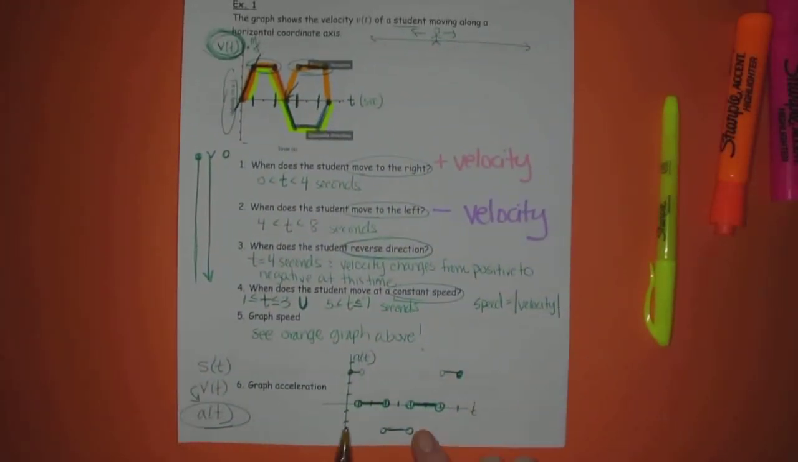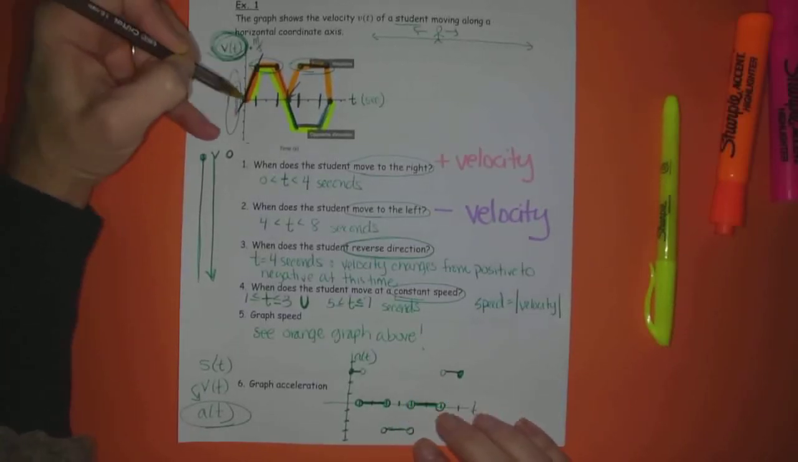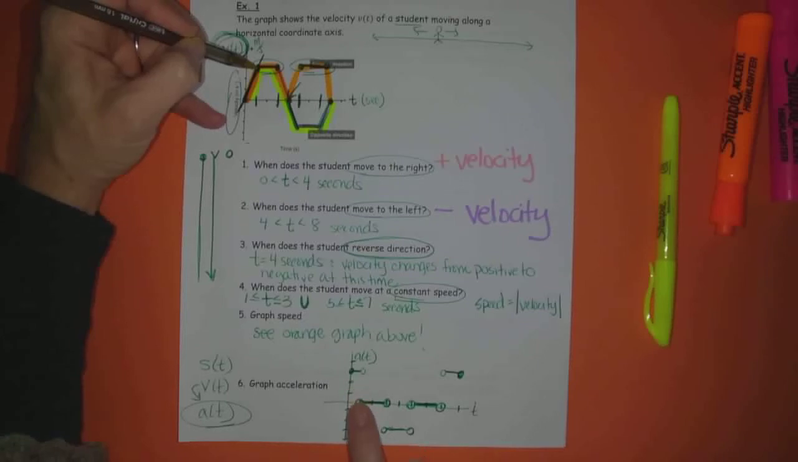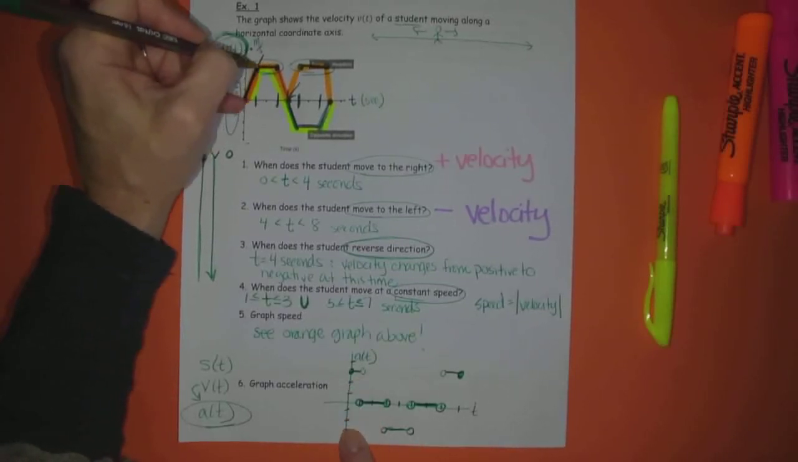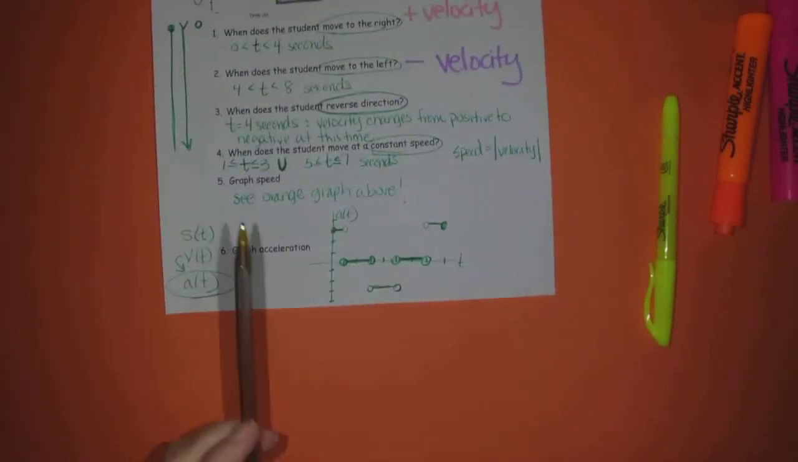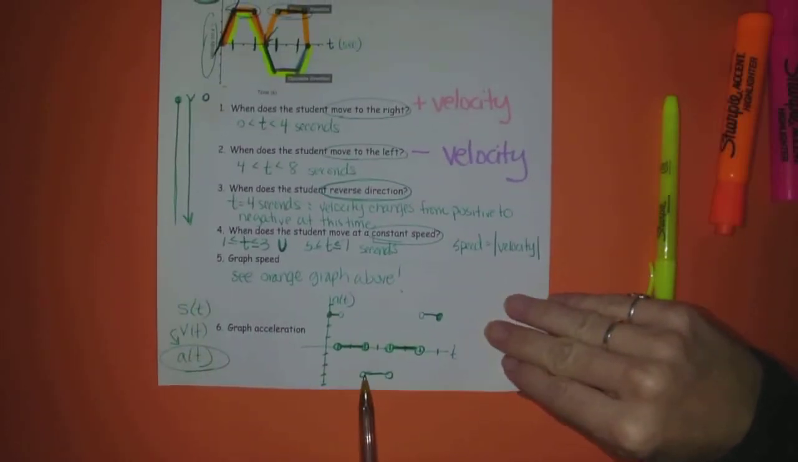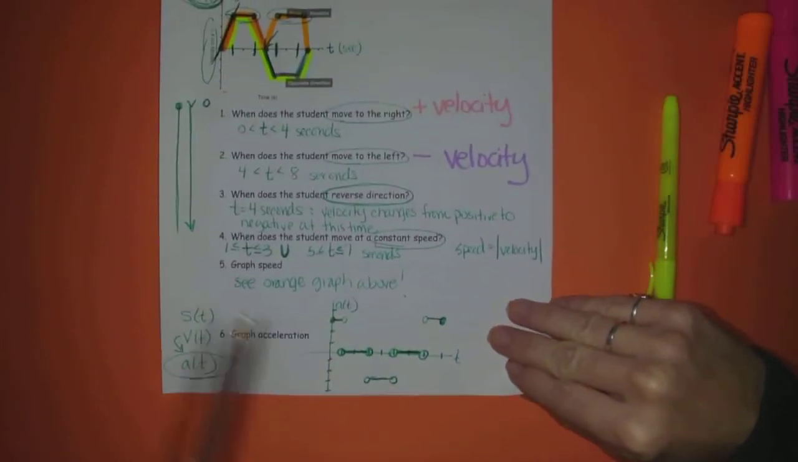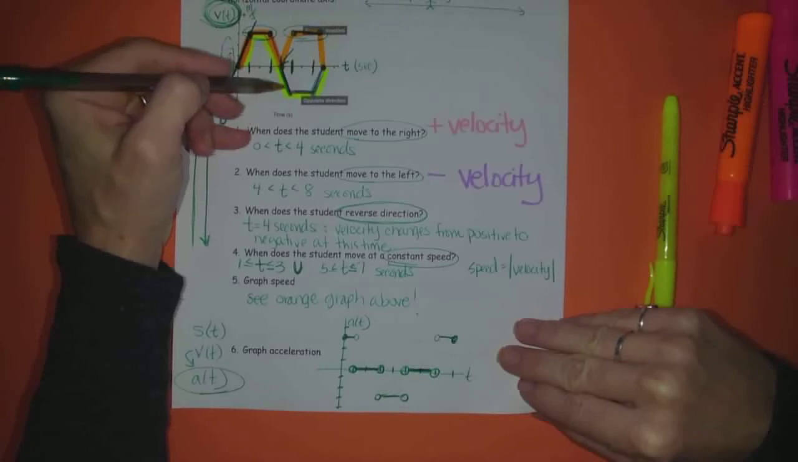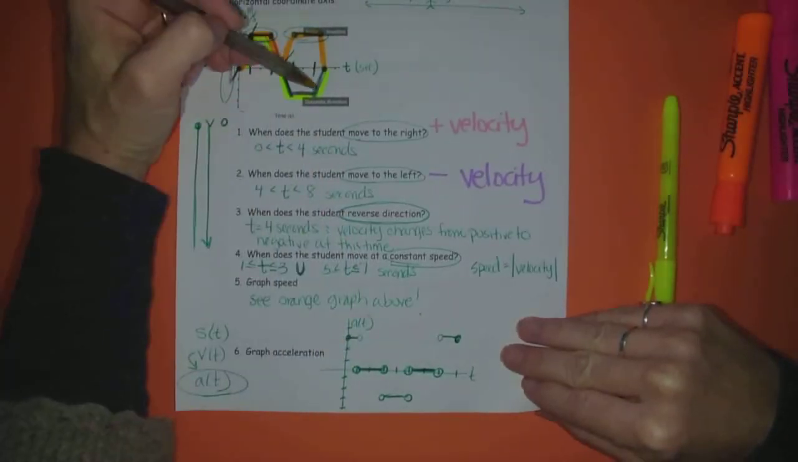So you can see that here I'm accelerating. My speed is increasing, which means I have a positive acceleration. And then I'm not accelerating. I have no acceleration because I'm not changing my speed. And then I'm accelerating here in the negative direction, back to 0, and then back to positive.